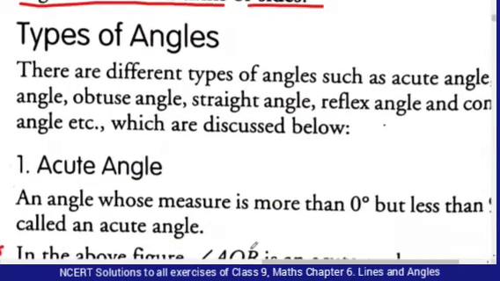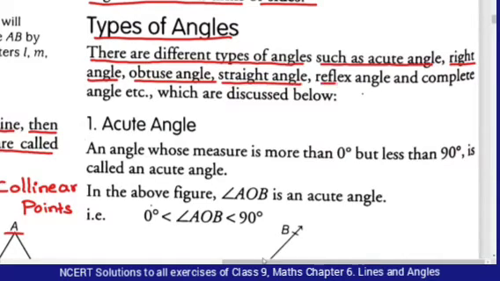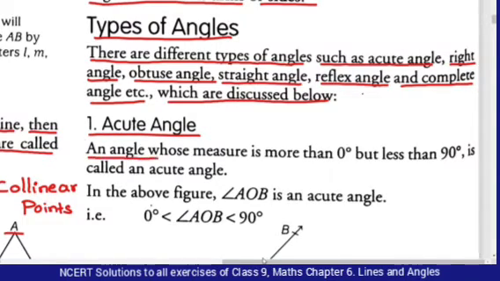Now we will see types of angles. There are different types of angles such as acute angle, right angle, obtuse angle, straight angle, reflex angle and complete angle, which are discussed below. First one is an acute angle. An angle whose measure is more than 0 degree but less than 90 degree is called an acute angle.